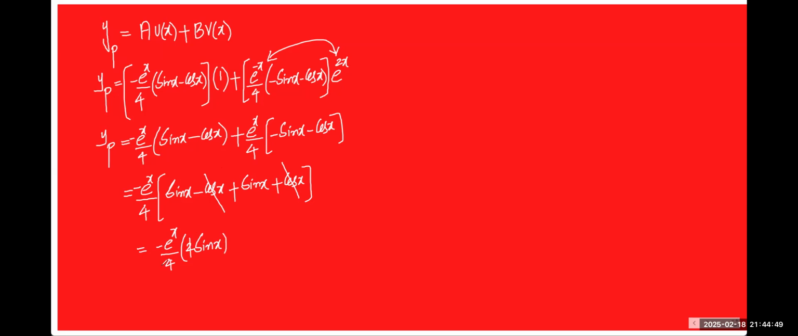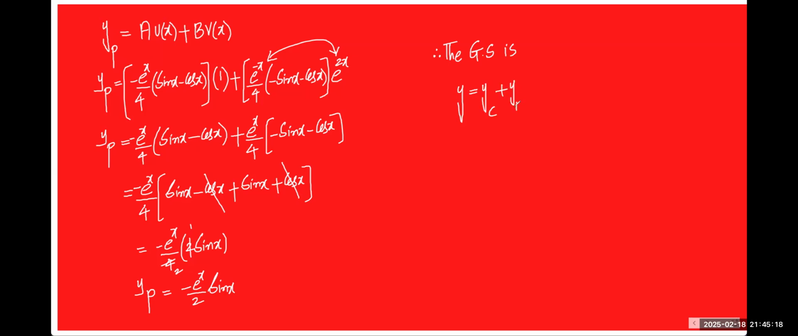So therefore yp value is minus e power x by 2 sin x. So the general solution we have to find out. Therefore, the general solution is y equals complementary function plus particular term.